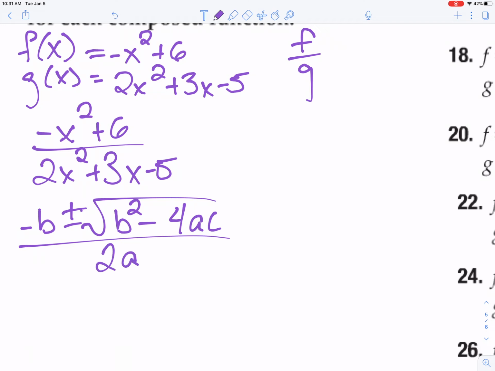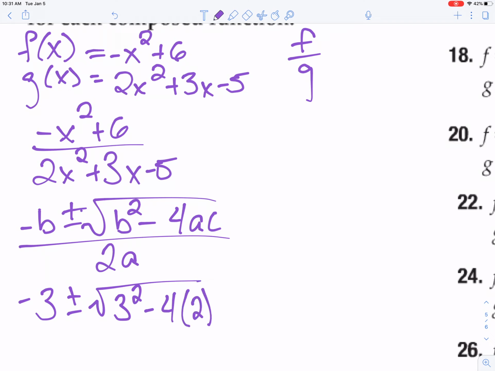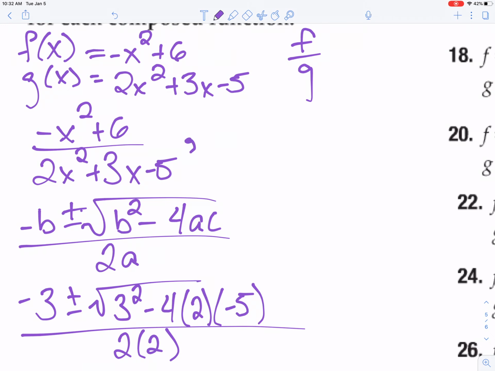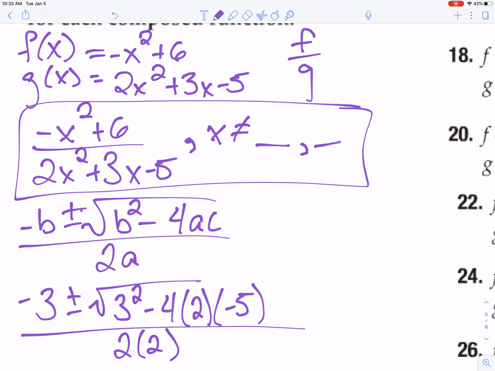Remember that? So I would plug in. B is 3 in this case. A is 2. And C is negative 5. And what did I say A was? 2. You would simplify that. You would end up with 2 answers. So on your final answer, you'd have to say x cannot equal whatever those 2 numbers are. And that would have been your answer. Okay. All right, be ready for part 2.